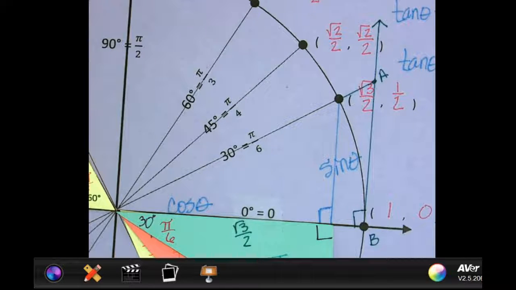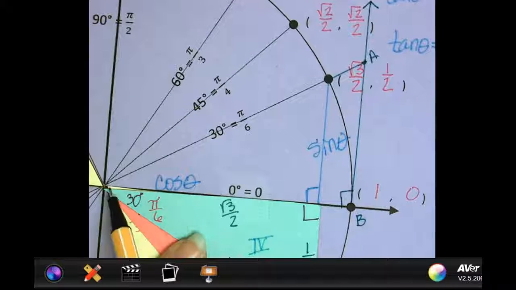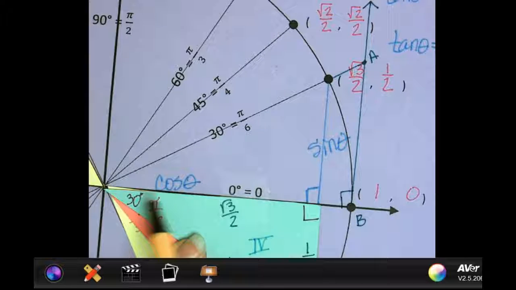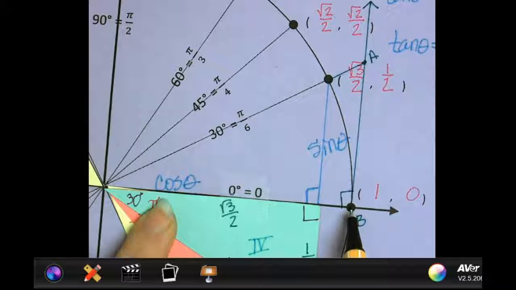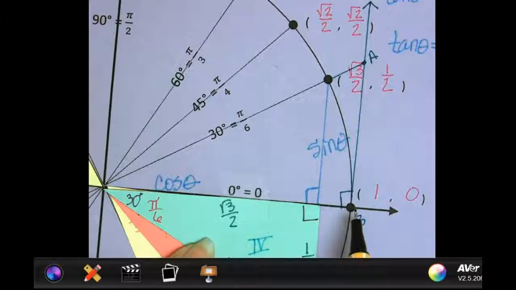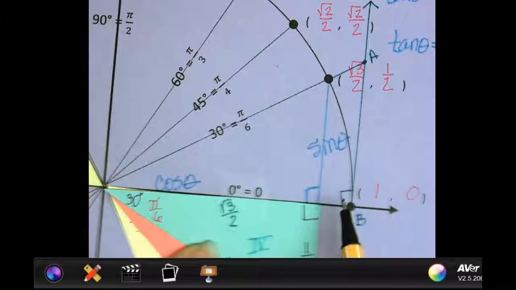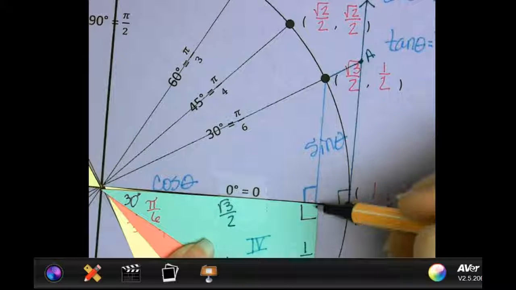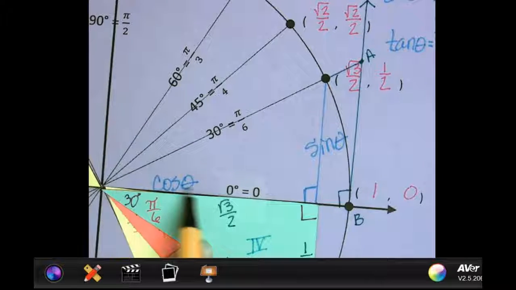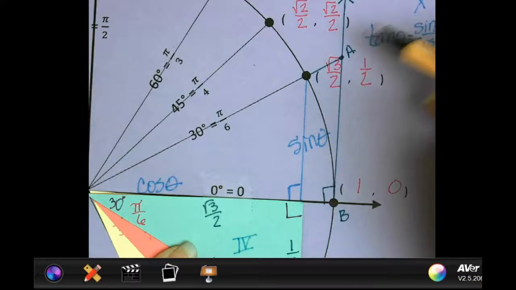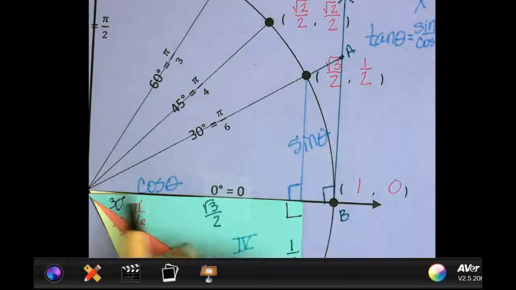Since they're similar, you can make a proportion out of them. Now, look at this side of the bigger triangle. What's the length of the bottom side? It's 1, right? It's the radius. So I can write the proportion: this side, which is sine theta, over cosine theta, equals AB over 1. Just proportional triangles.